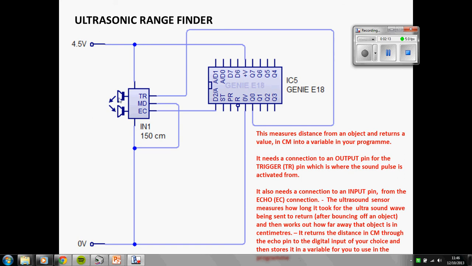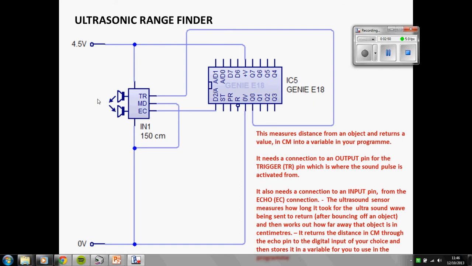Because speed is distance divided by time, if you know the speed of sound and how long it took, you can rearrange that formula and work out the distance the object must be away. Everyone knows the speed of sound, I think it's 300 and something meters a second. So the ping goes out, comes back in, and through the echo pin, there's a little brain built into this sensor, that's why they cost about a tenner to buy, it sends a number into the PIC chip, and that number corresponds to how far away that object is in centimeters.